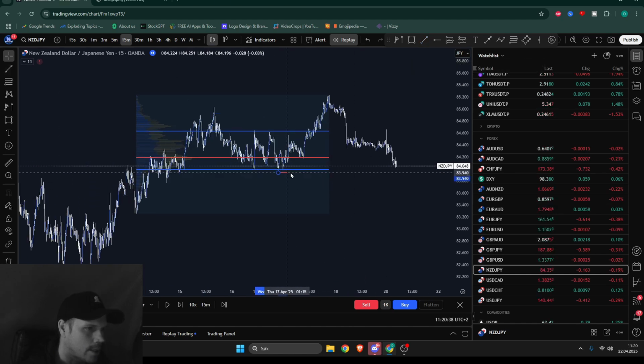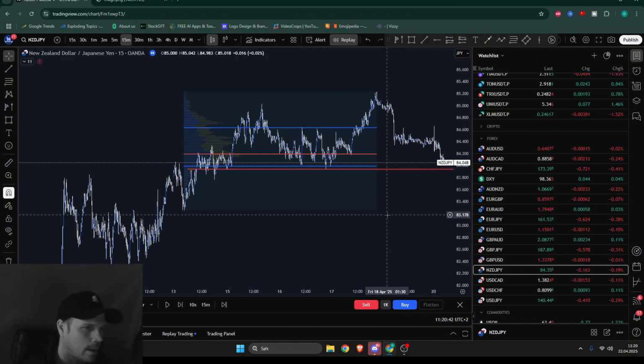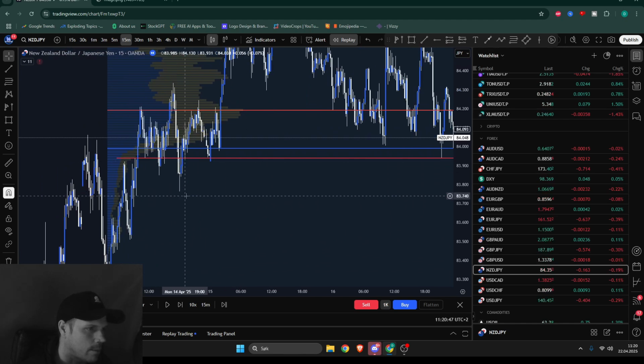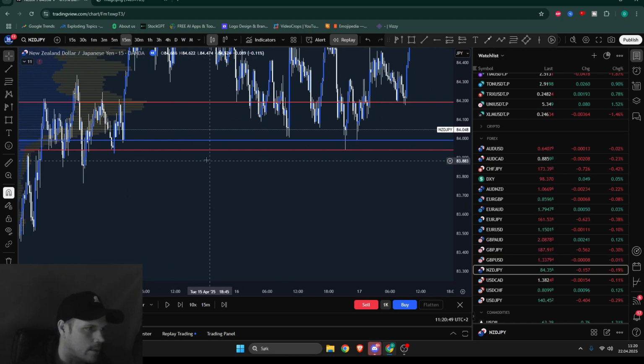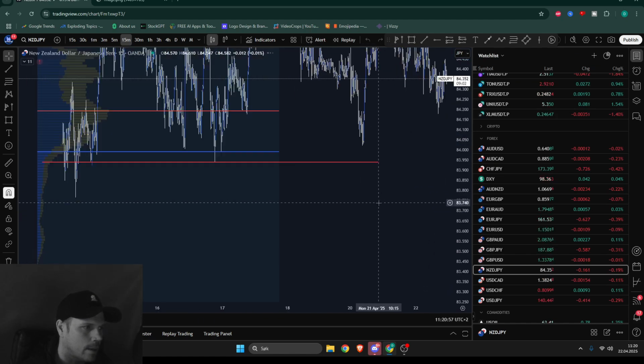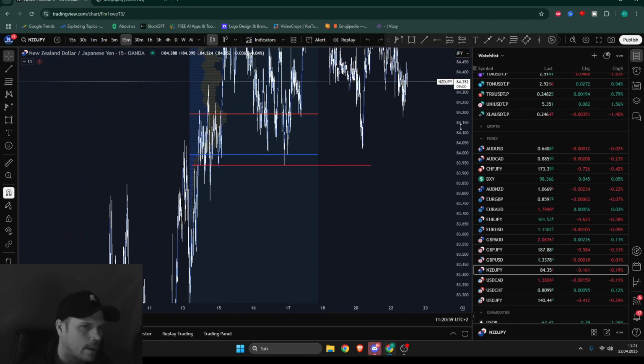So we could stretch this out, looking for price under here to come and mitigate the first unmitigated zone under these lows in here, and it should be pretty close to these lows as well.